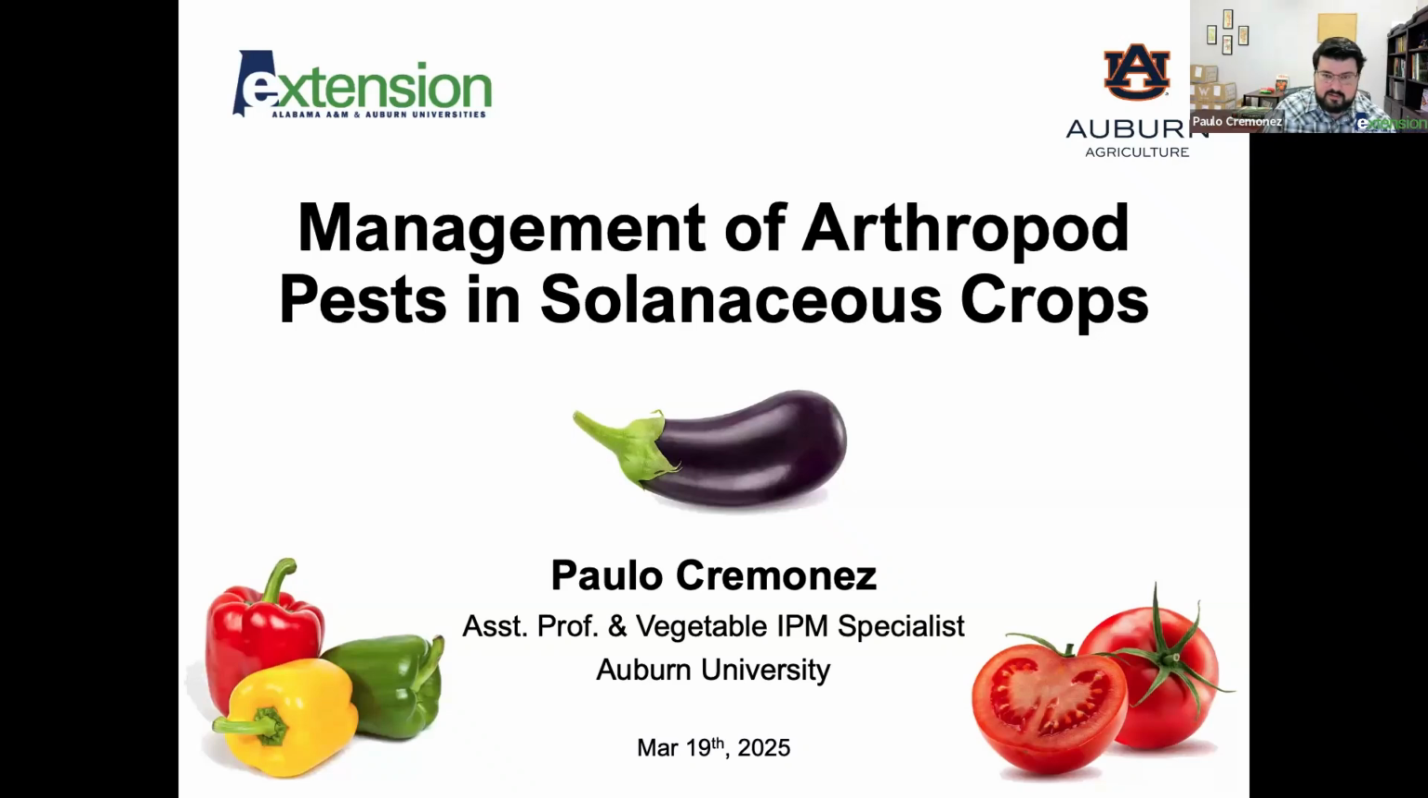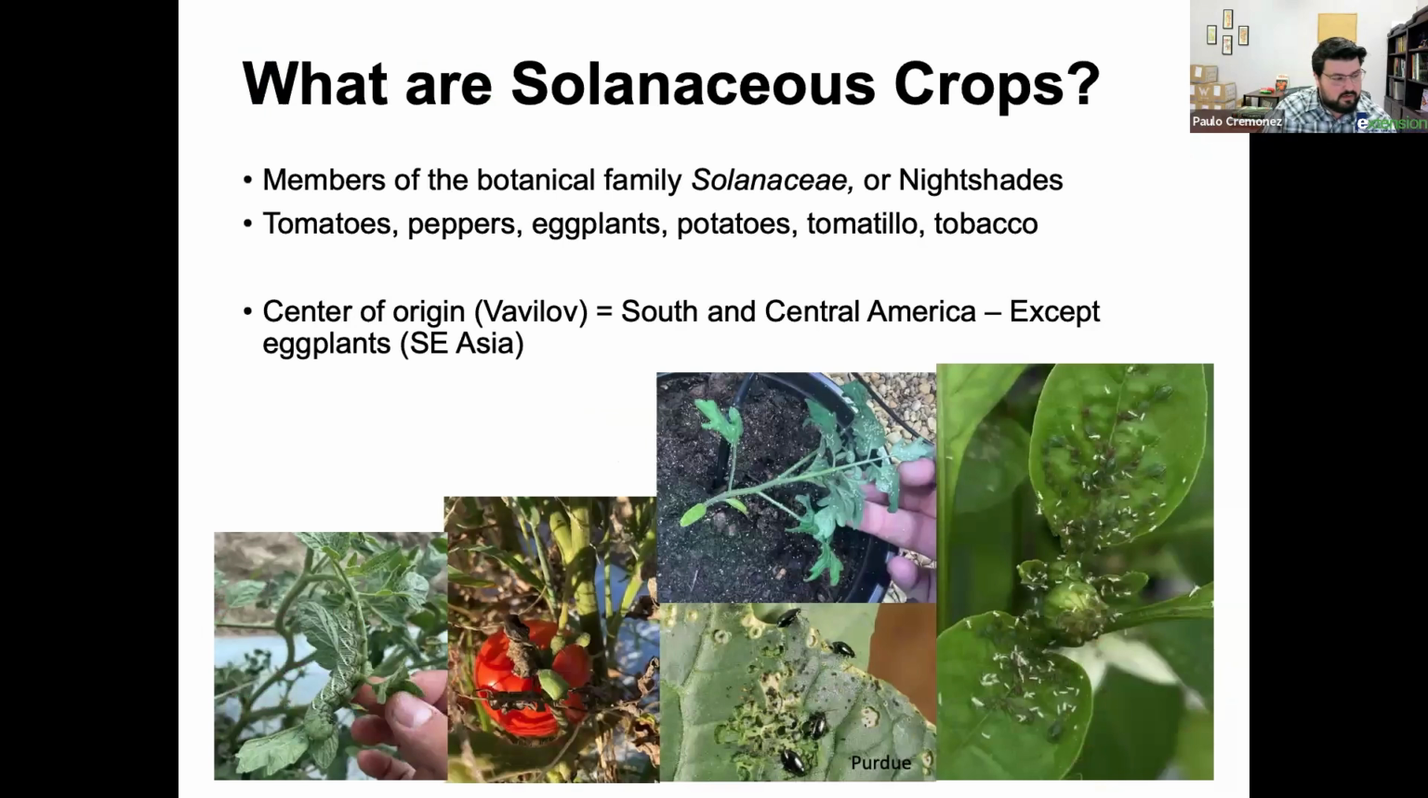Pests that can affect this production. So just a brief overview on solanaceous crops. When we're talking about that, we are including all members of the botanical family Solanaceae, or nightshades. So this includes tomatoes, peppers, eggplants, potatoes, tomatillo, and tobacco, all from the same family.